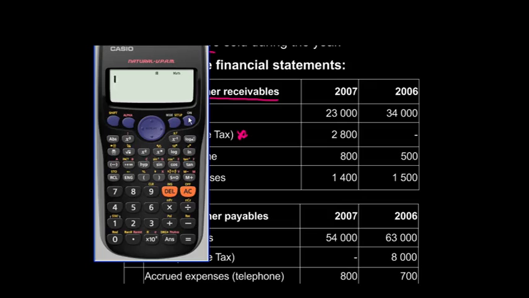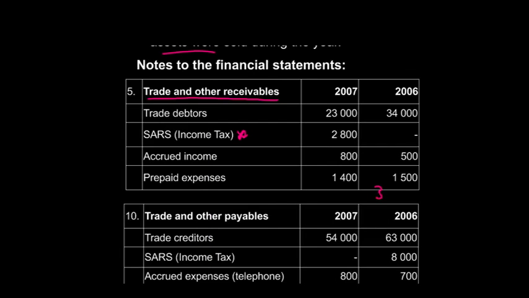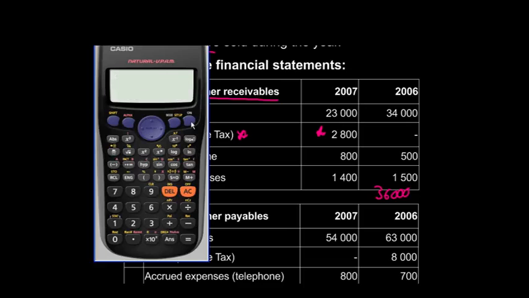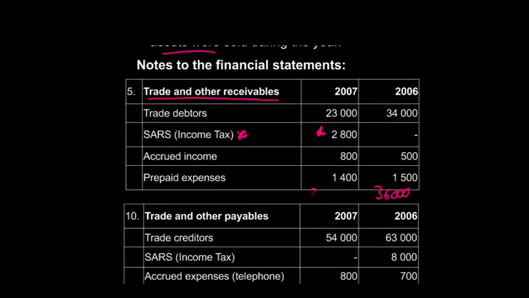2006, if I had to total the note, I'm starting with 34,000. I am then going to add 500, and I'm also going to add 1,500. Okay, because remember there's no SARS income tax, and I'm getting a total of 36,000. Right, going to do the exact same for 2007. However, I need to leave out SARS income tax from this calculation. So again, let's get the calculator out. Okay, we're starting off with 23,000. We're now going to add 800 plus 1,400, and that gives me a total of 25,200.